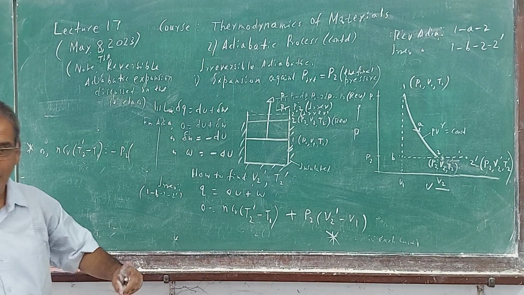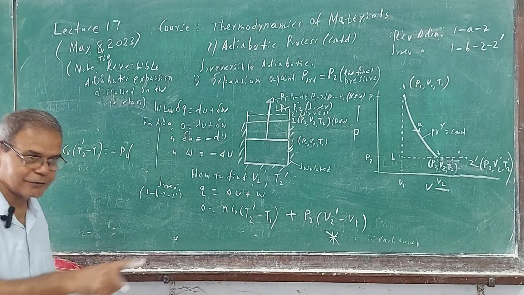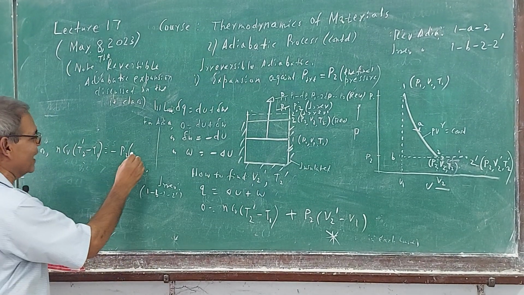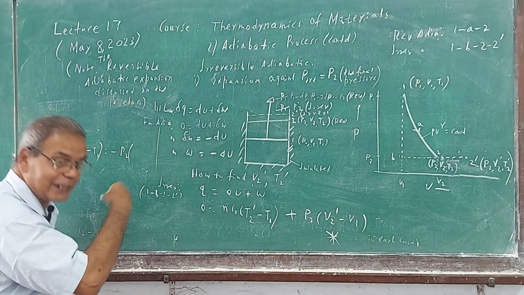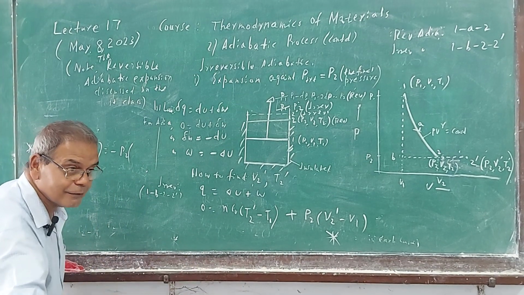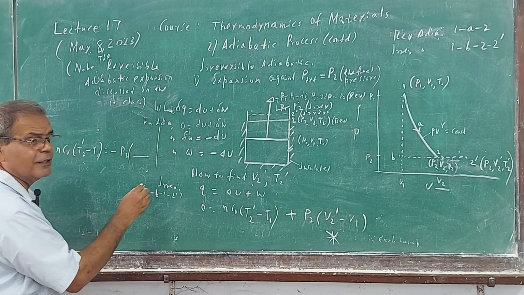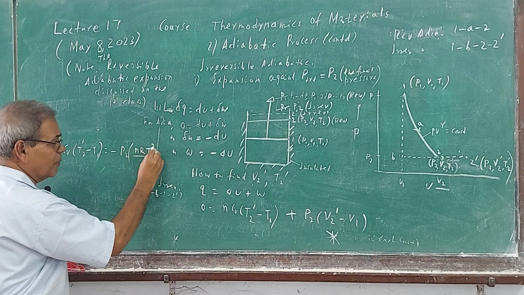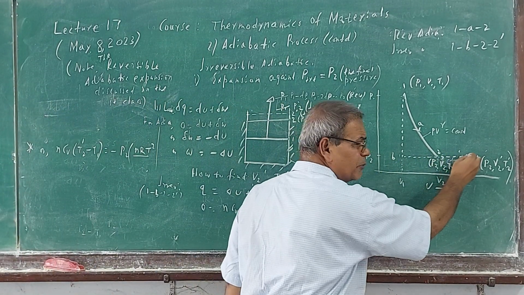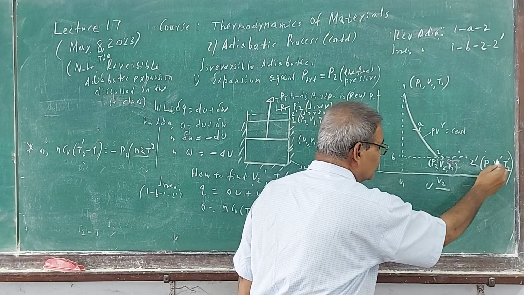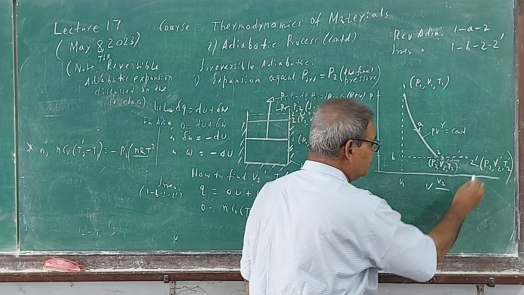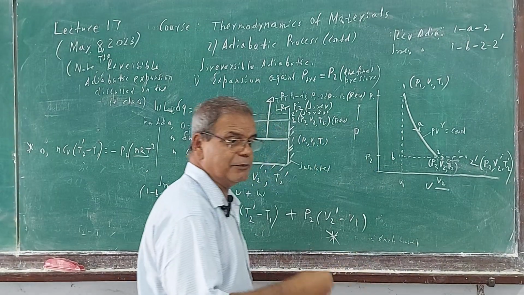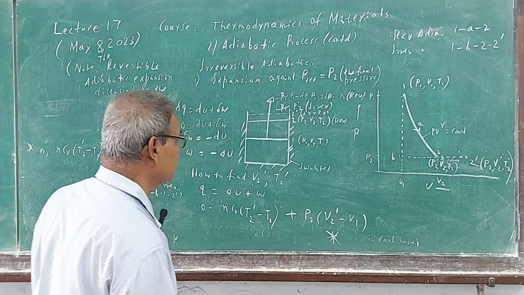So link up these two unknowns, make it one unknown. What is this? So what shall I substitute here? V2 prime in terms of T2 prime? nRT2 prime is here. It is an equilibrium state. This is the equilibrium state. P2 V2 prime is nRT2 prime.